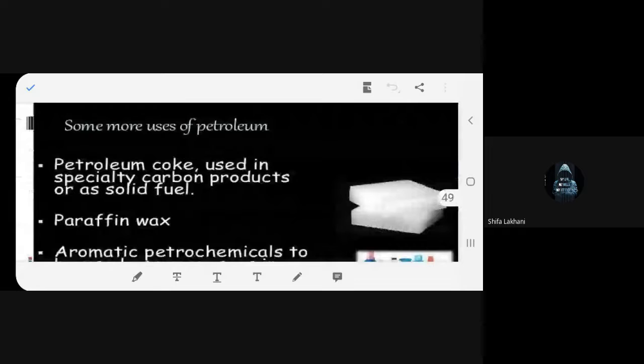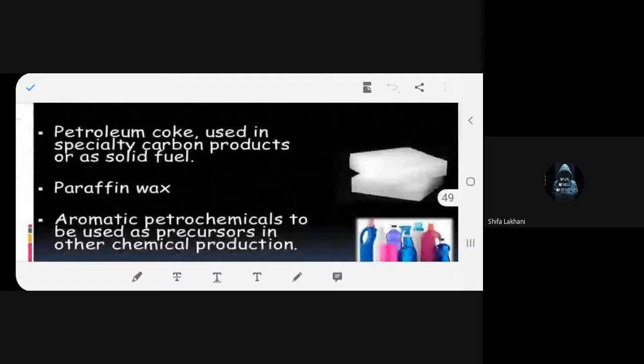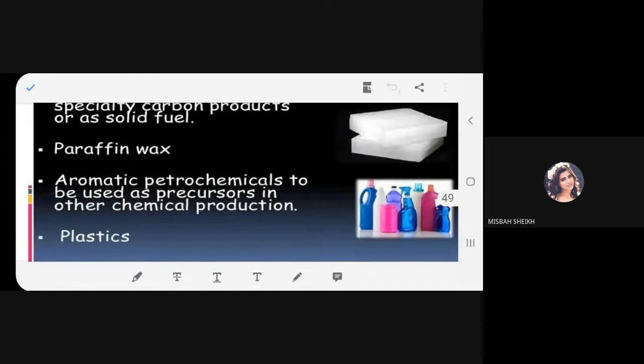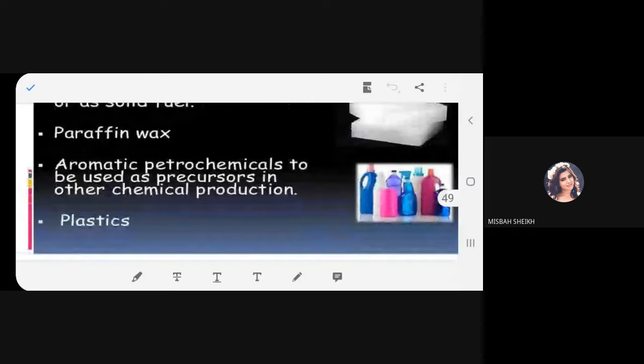See what not we are getting from petroleum as a petroleum product. Yes, read. Petroleum coke, used in specialty carbon products or as solid fuel. Paraffin wax. Aromatic petrochemicals to be used as precursors in other chemical production. Plastics.